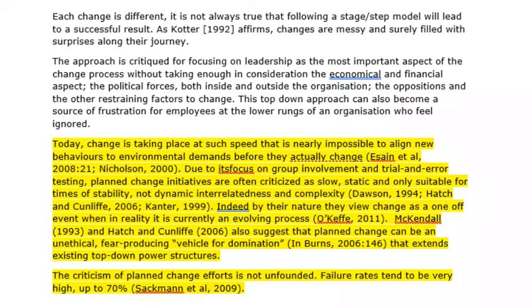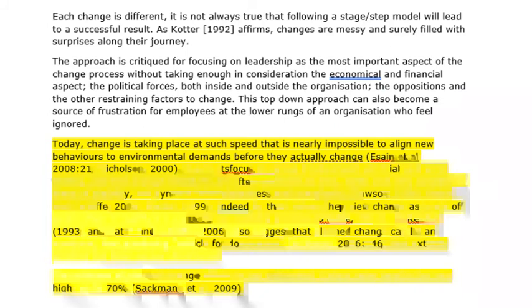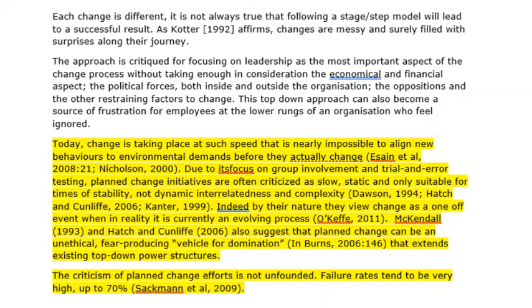Hatch and Cunliffe in 2006 also suggest that planned change can be unethical, and a fear-producing vehicle for domination that extends existing top-down power structures. And the criticism of planned change efforts is not unfounded. Failure rates tend to be very high, up to 70%.